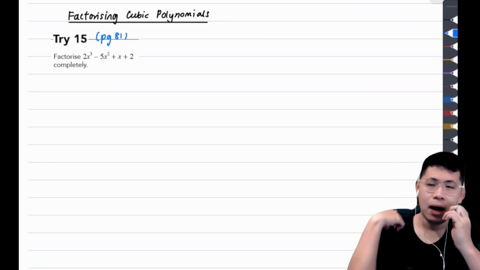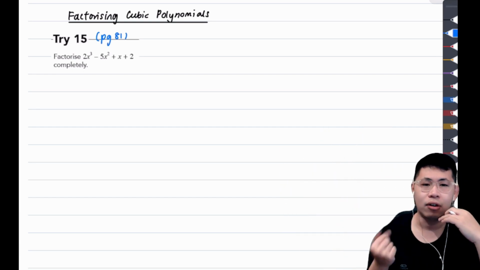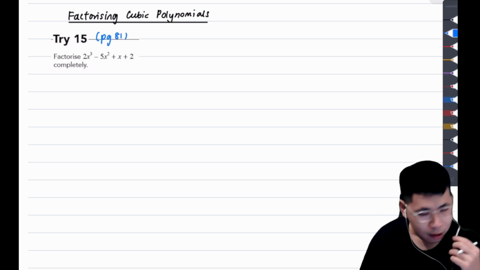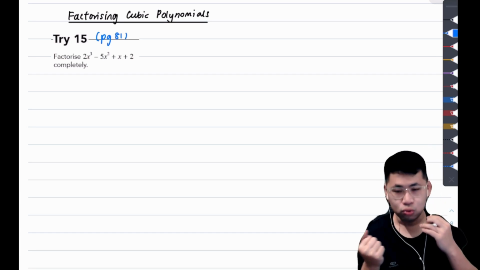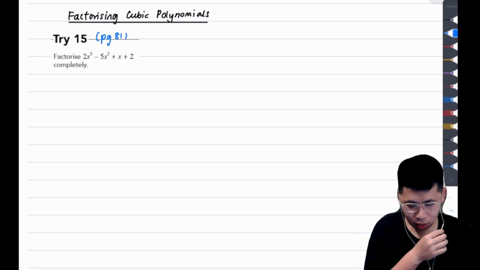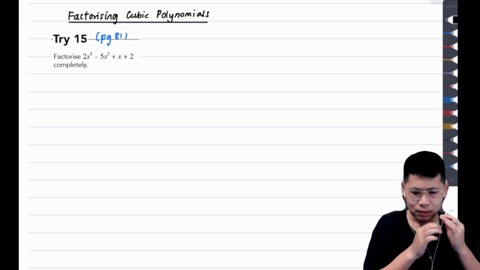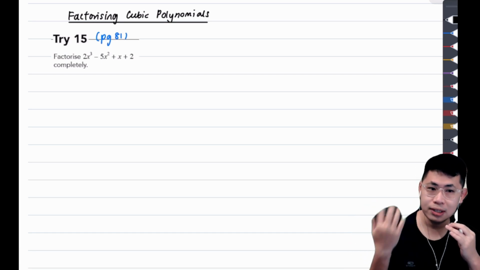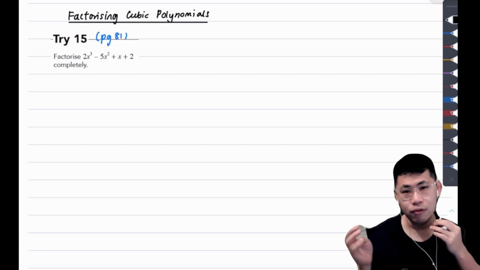Okay, so the next part in cubic polynomials is to try to factorize our cubic polynomial. Over here in page 81, we have try 15, and here we need to factorize 2x cubed minus 5x squared plus x plus 2 completely. So how are we going to do so? The method that we are going to use depends on our previous result in 4.2, which is to use our remainder or factor theorem.